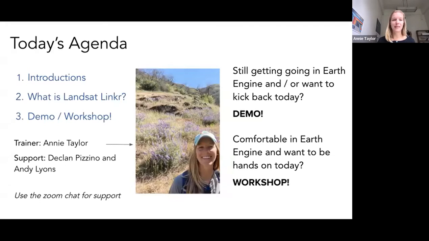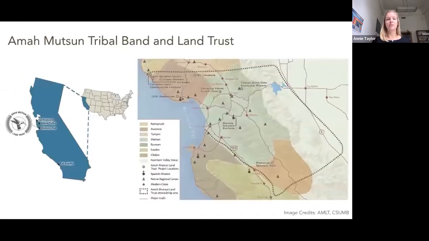So a little bit about me. I'm a PhD candidate at UC Berkeley, and I use Earth Engine to study the ecological impacts of Indigenous stewardship. And I'm lucky to be partnering with the Amah Mutsun Tribal Band. And so today our workshop will focus on an area of Amah Mutsun homelands. So I'll provide some background about the tribe very briefly and where we'll be heading today.